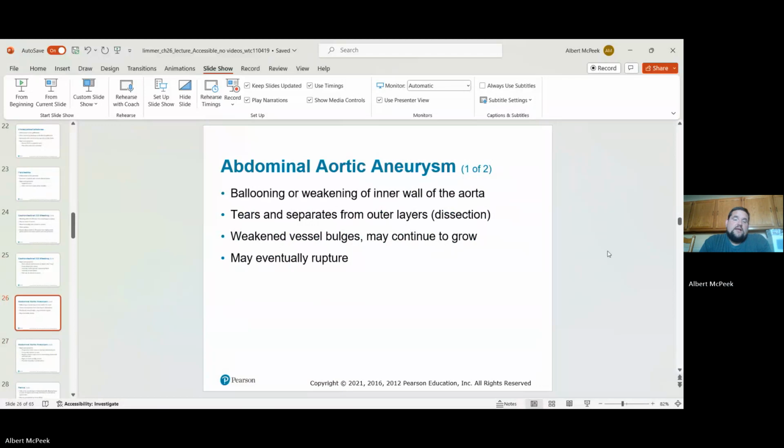And that ballooning or bulging out is very thin. It's much thinner than the intact wall of the tire or the intact wall of the aneurysm. As the bulge grows, it may eventually rupture.